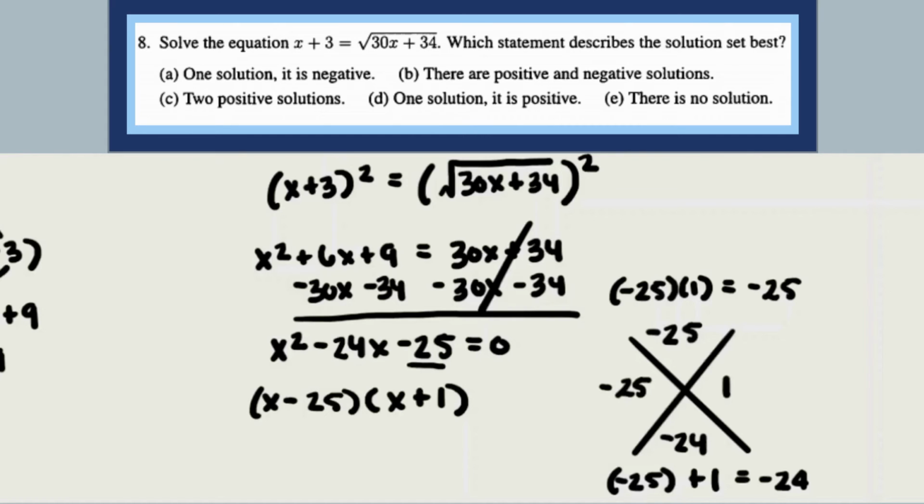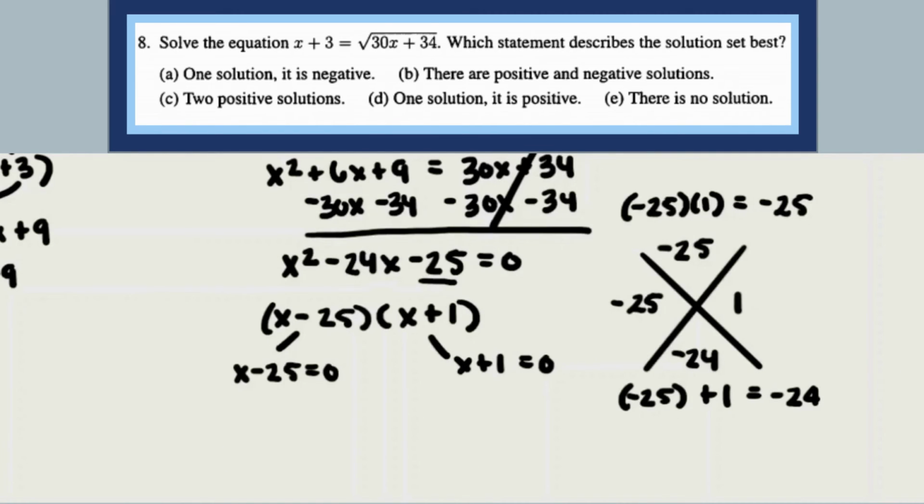And we'll set both our factors equal to 0, so that will be x minus 25 equal to 0, and x plus 1 equal to 0. And we'll just solve for x. So when we solve for x, we'll just add 25 on both sides. This will cancel out and leave us with x equal to 25. And then we'll subtract 1 on both sides, and we'll get x equal to negative 1. So basically, our solutions are x equal to 25 and x equal to negative 1.